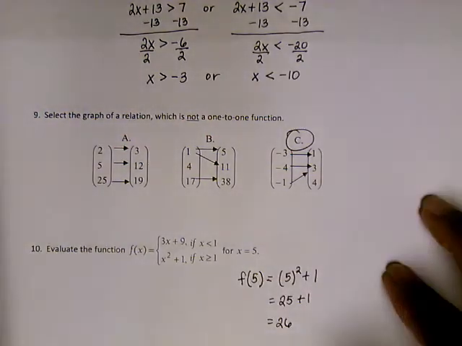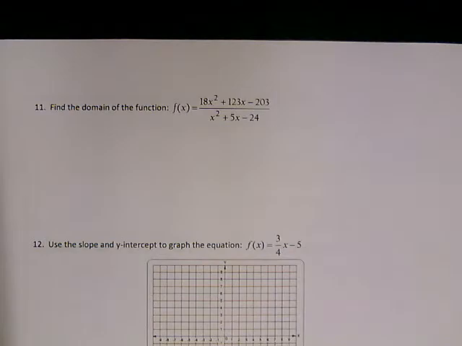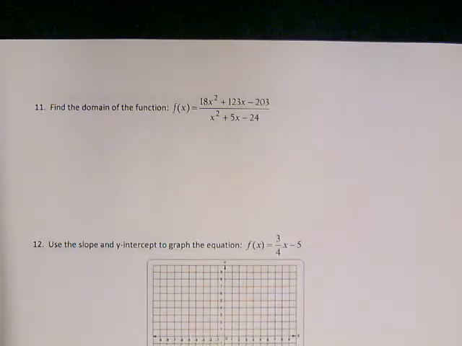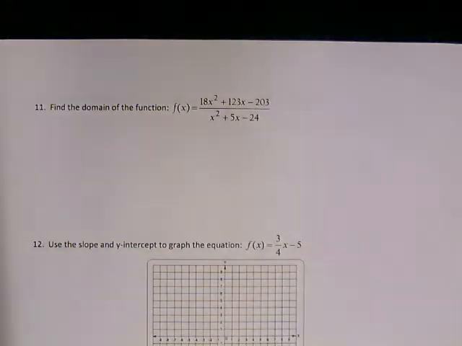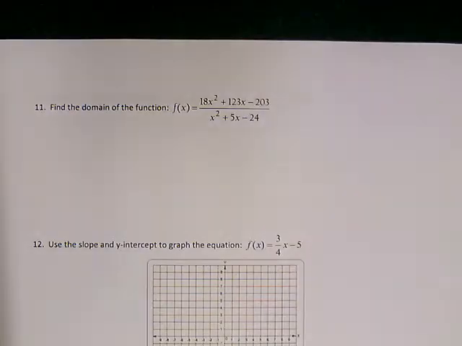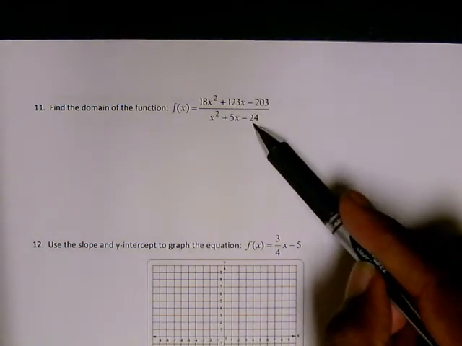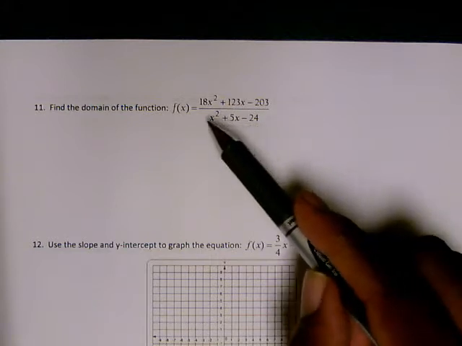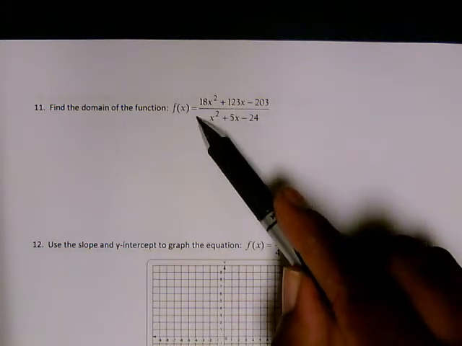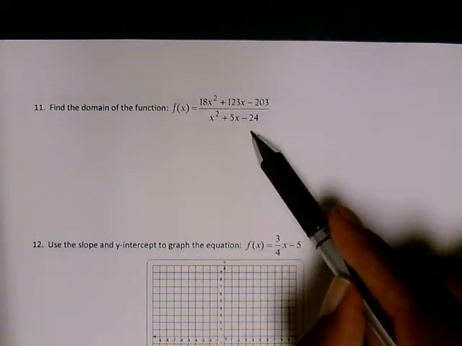All right, problem number 11. Here we're going to find the domain of the function f of x equals 18x squared plus 123x minus 203, all divided by x squared plus 5x minus 24. In this case, we have a rational function because we have a numerator and a denominator. So we want to find out what values of x will cause this denominator to be equal to 0.